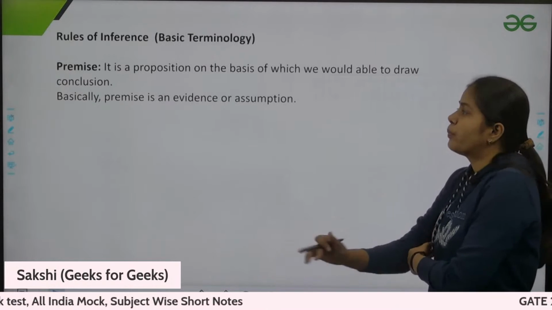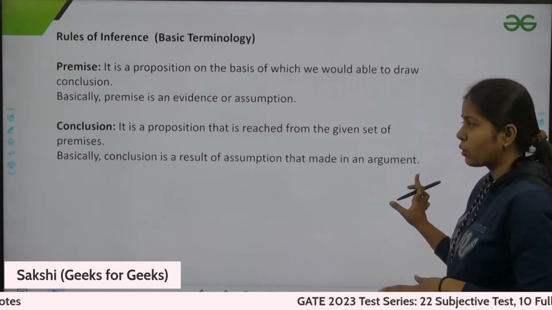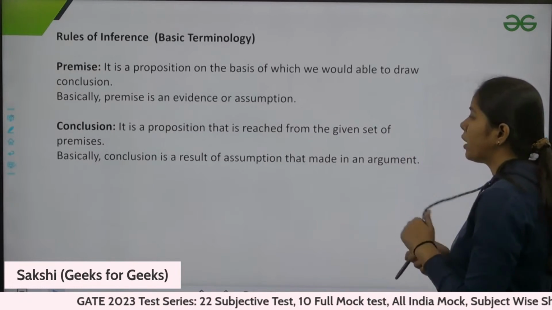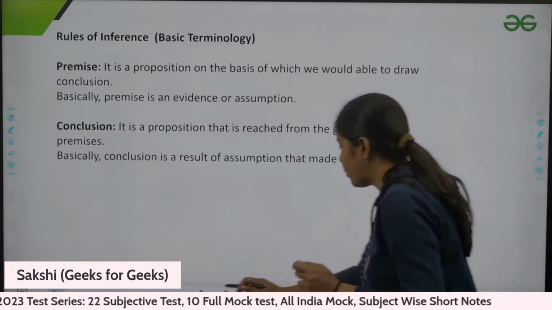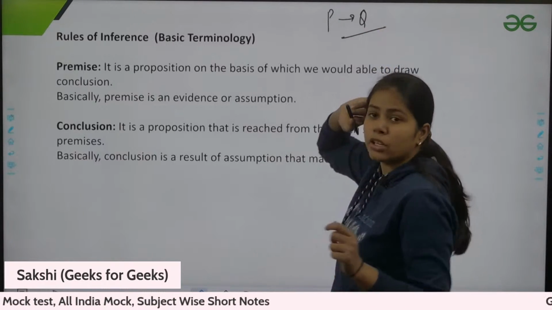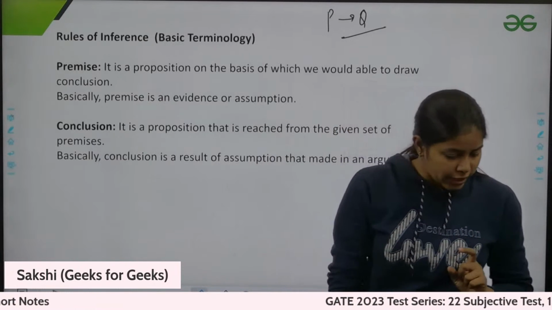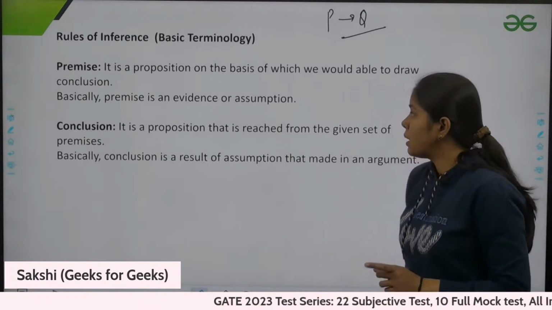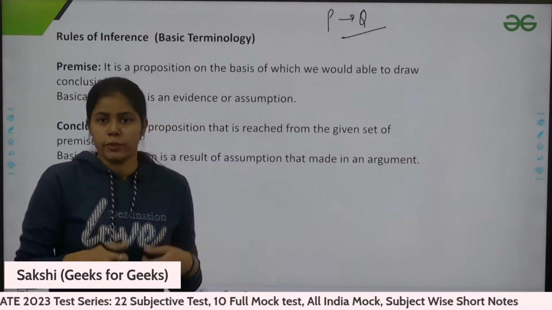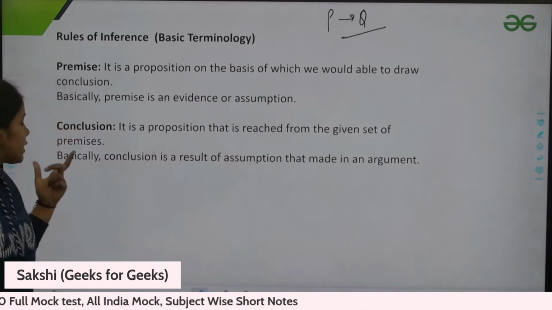Right? So rules of inference is basically we have premise and conclusion. A premise is a proposition on the basis of which we are able to draw a conclusion, right? If you remember, we have studied implication, P implication Q. This is what? If P then Q. So here P plays the role of premise and Q plays the role of conclusion, right? So P is a premise. A premise is an evidence or assumption which we take. Q, the conclusion, is a proposition that is reached from the given set of premises.